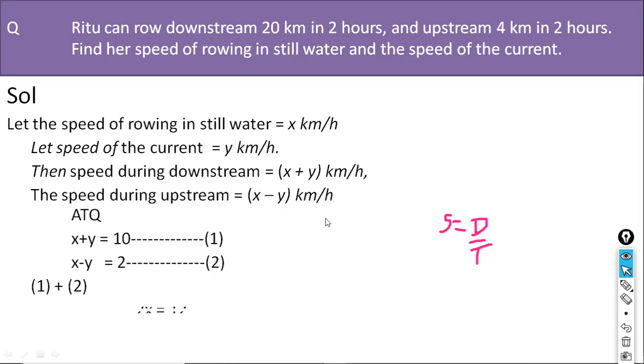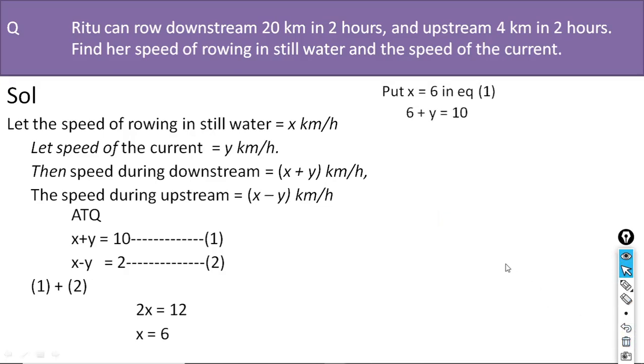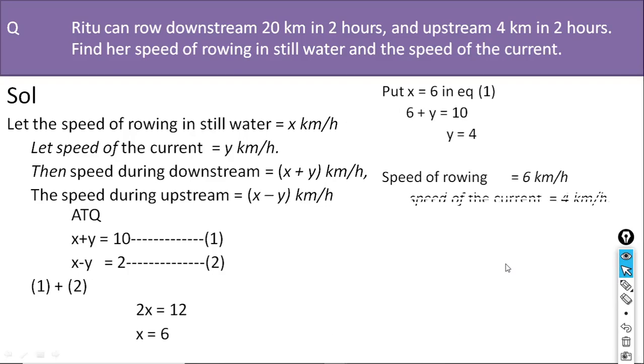By simply adding them, you get 2x is 12, x is equal to 6. And substituting this in equation number 1, you are able to find the value of y easily. y is equal to 4. It means the speed of rowing is 6 km per hour and the speed of the current is 4 km per hour.